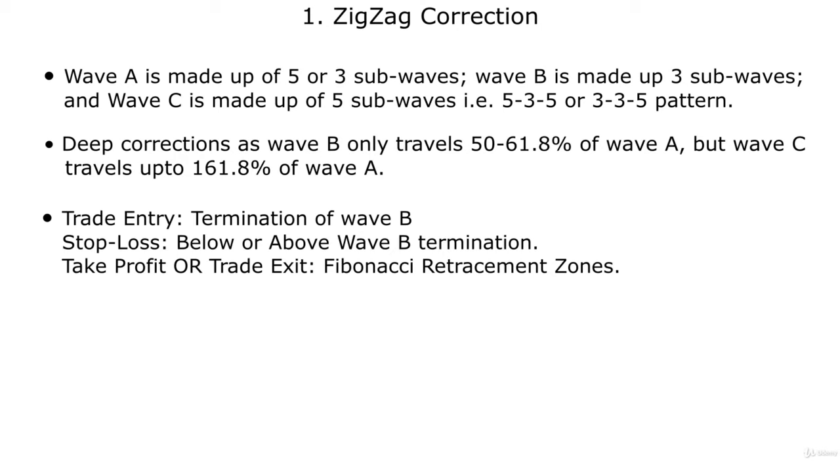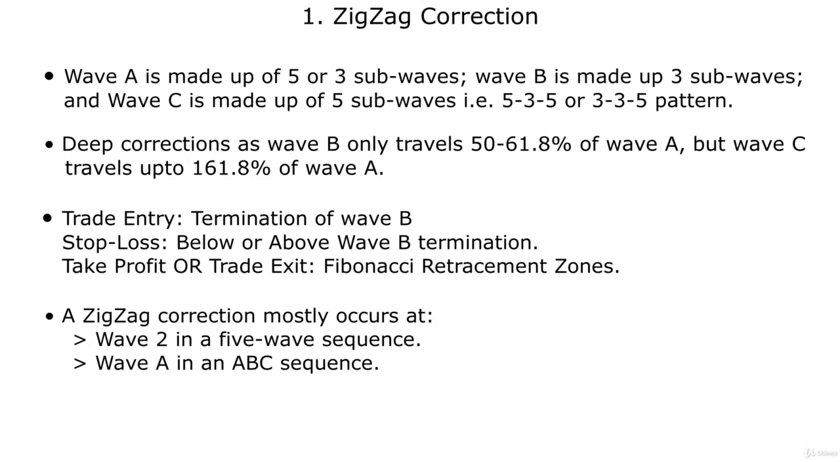The best time to enter a trade during a zigzag correction is after you spot the completion of wave A and B. Wave B termination is the entry point confirmed by the price action. Trade exit is where the 5 wave move within wave C comes to an end. And as you have studied before, you can use Fibonacci clusters to anticipate a possible termination zone for wave C within a zigzag. Zigzags are mostly found in wave 2 position in a 5 wave sequence or at wave A position in an ABC sequence.